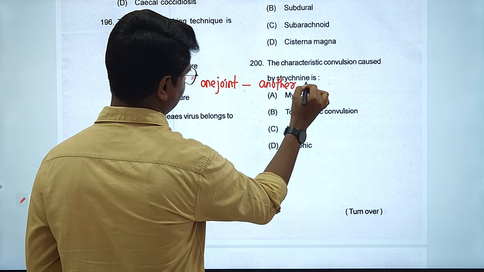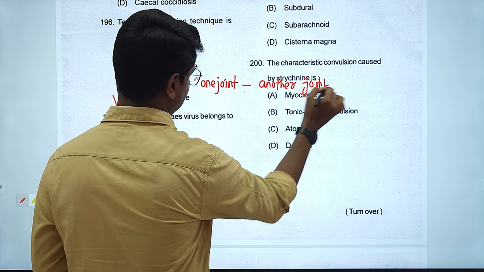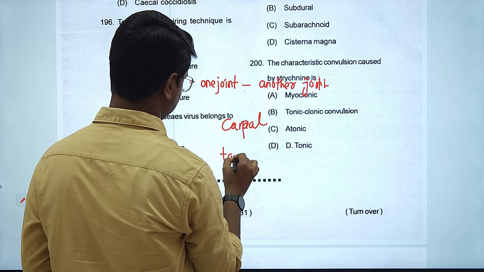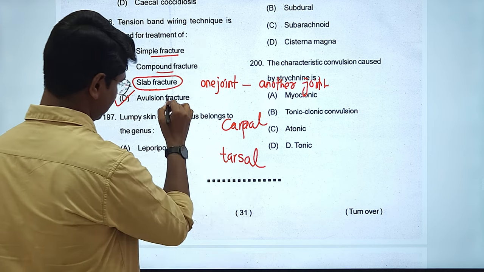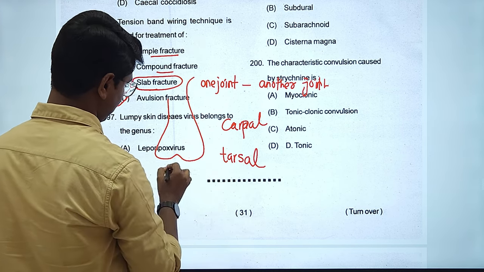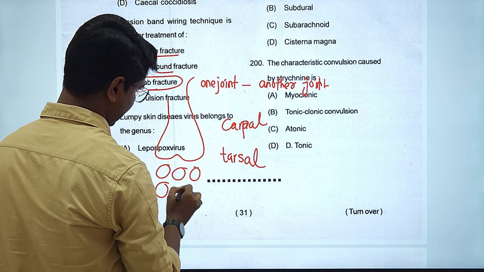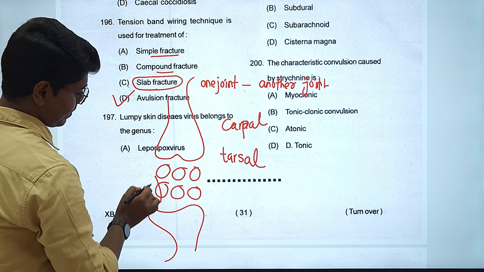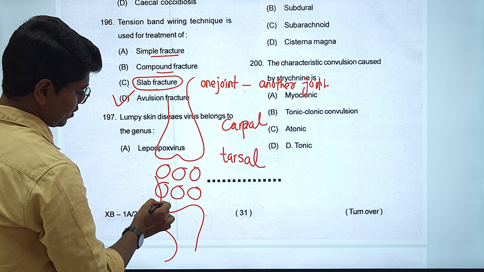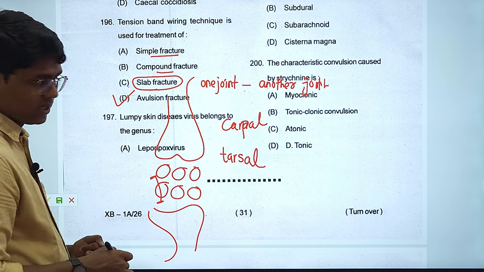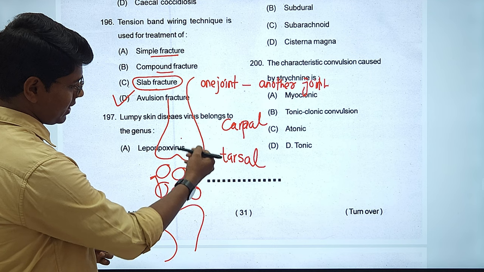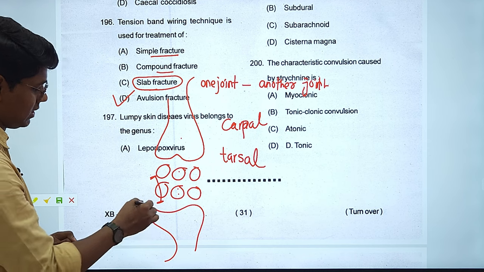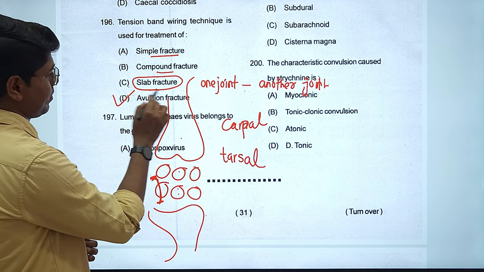The most common or best example is the carpal fracture and the tarsal fractures. This is radius and ulna. You will find carpal bones. Then you will find the metacarpal. Suppose there is a fracture of this carpal. So this fracture will range from one joint to another joint. This is the radio-carpal joint, intercarpal joint, carpometacarpal joint. So a fracture extending from one joint to another joint is a slab fracture.